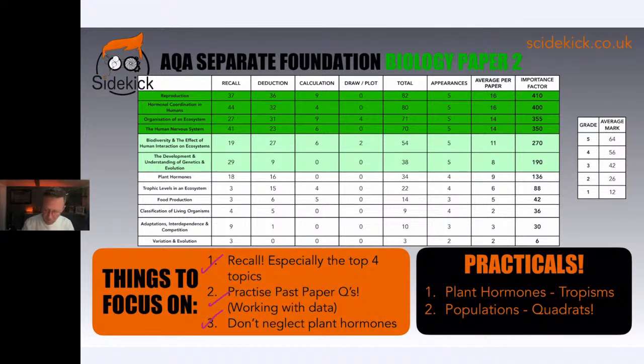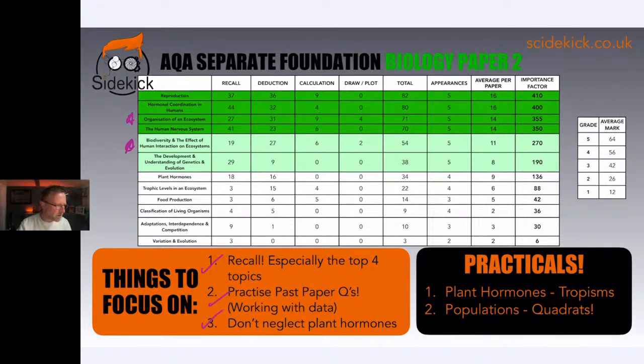And then lastly for paper 2, this is huge: populations and quadrats, okay? Biologists love a quadrat, counting the number of daisies in a field and so on and so forth. You can see that organization in ecosystems and biodiversity, these marks, calculations and deduction questions are all based around practicals. So know your quadrats, know the method of how you're supposed to put quadrats down and achieve randomness, and calculating averages, calculating areas, ladies and gentlemen, okay?